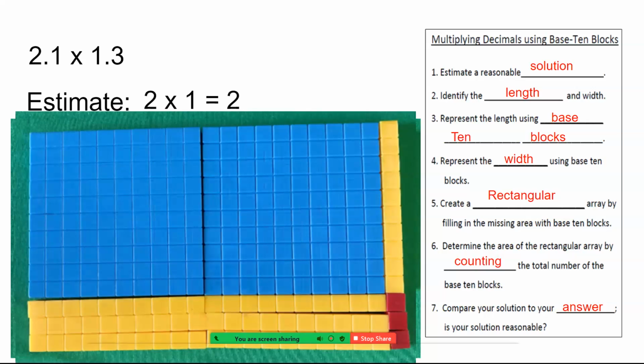So now what is our next step? We count all of the blocks, okay? And then that'll give us our answer, and hopefully our answer will be close to the whole number of 2. So if we count our base 10 blocks, she started counting at the hundredths, remember? So we have 3 hundredths. We have 1, 2, 3, 4, 5, 6, 7 tenths, and we have 2 wholes.